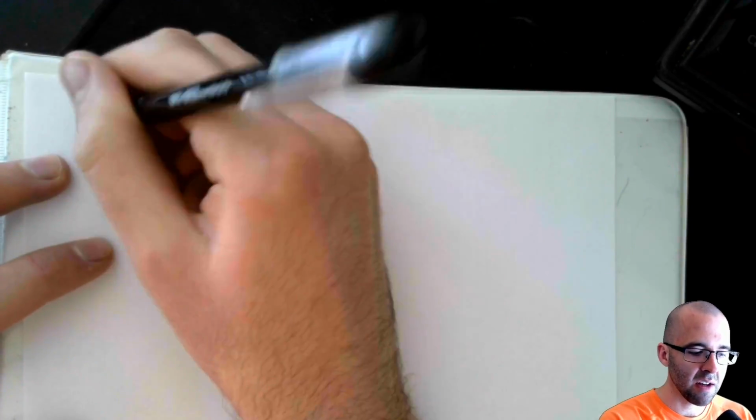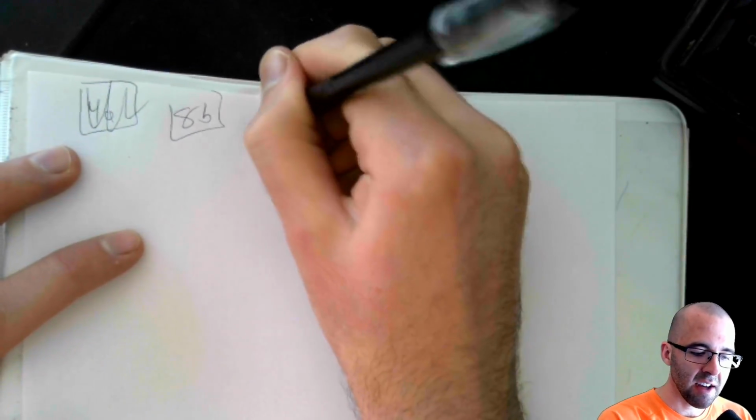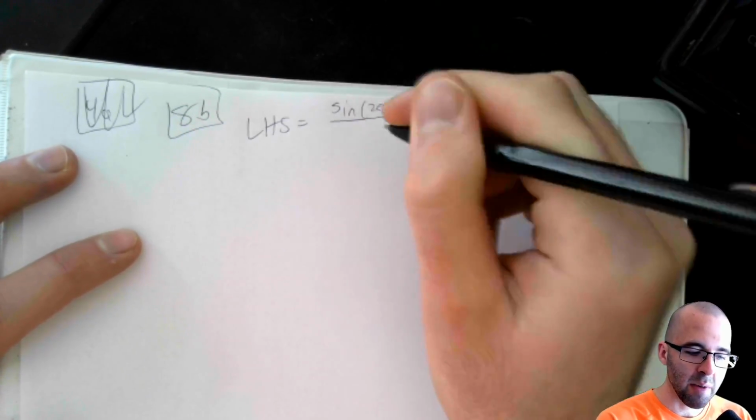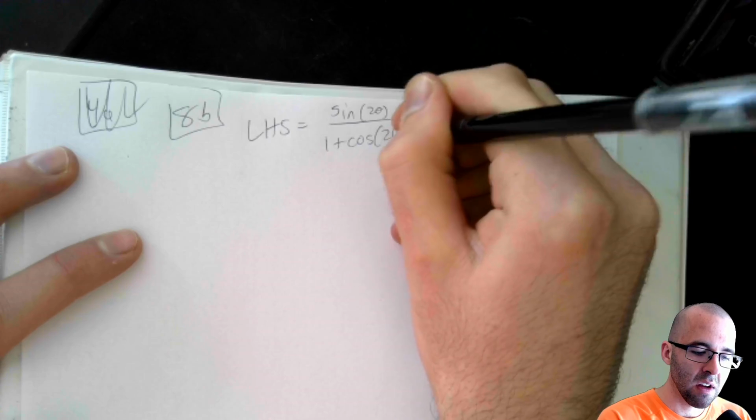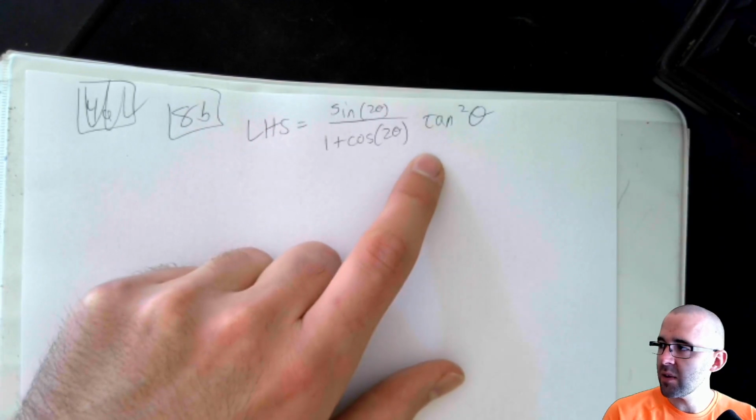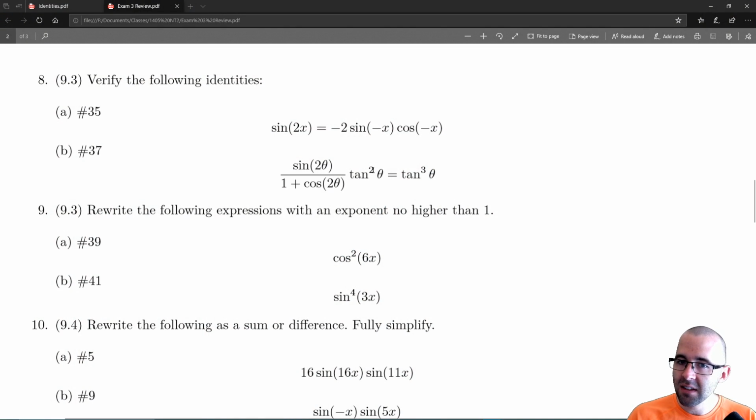All right, so 8B. The left-hand side, right? That's the sine of 2 theta divided by 1 plus cosine of 2 theta times the tangent squared of theta. And again, we don't want to do anything with this tangent squared because we're trying to get this whole thing to be tangent cubed. So having a tangent squared there is already useful. We just want this to be tangent. One of the things that you want to look at for these verification problems is see where you're trying to go. And what do you need that you don't already have?